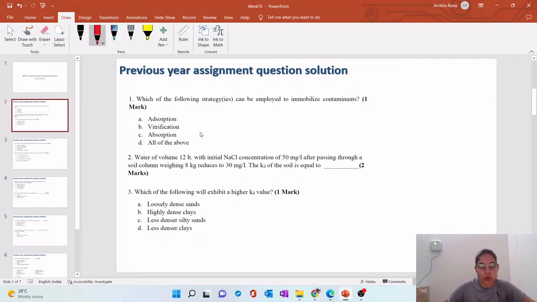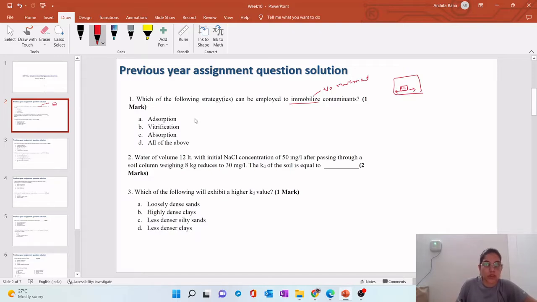Now, of all these, first, what do we mean by immobilize? Immobilize means that we make sure that there is no movement of contaminants. It means if this is a geomaterial and somewhere here we find contaminants present, then before they move in any direction, we have to pack them so that they will stay there, but they will not harm the geomaterial, they will not affect the geomaterial. So let's look at the options.